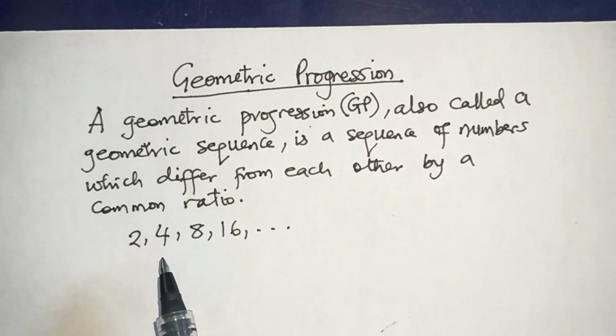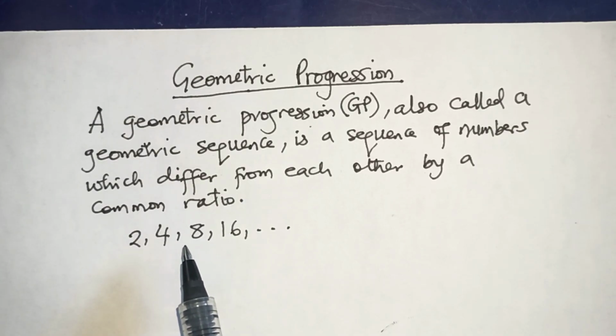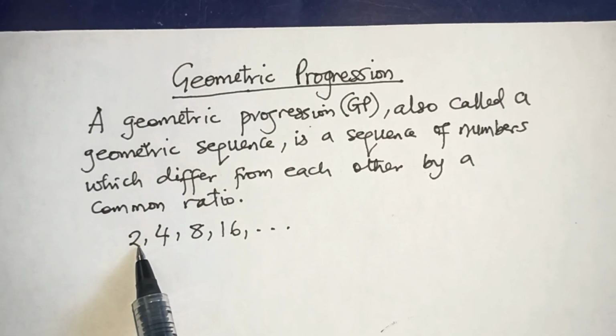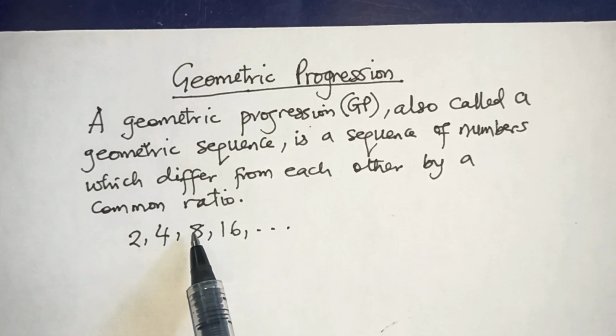We can find the common ratio of a GP by finding the ratio between any two adjacent terms. For instance, here, if we divide 4 by 2, we will get 2. If we divide 8 by 4, we will also get 2.